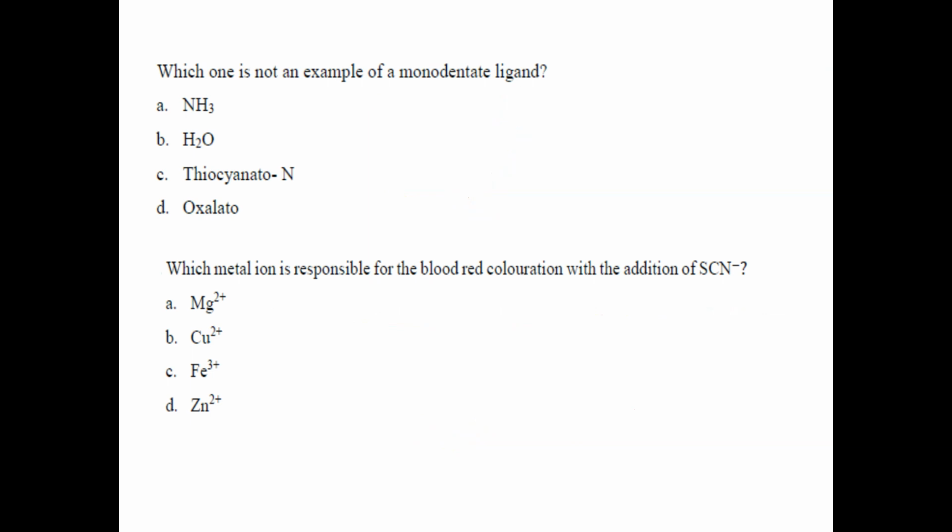So the next two questions: which one is not an example of monodentate ligand, and the second one is which metal ion is responsible for the blood red coloration with the addition of thiocyanate ion. Okay, so I will wait for 2 minutes to get your answers, and after that I'll explain.